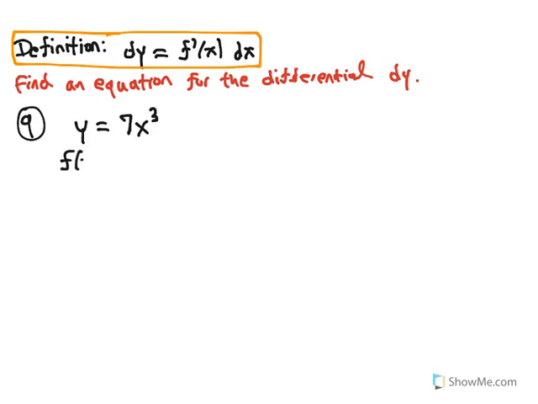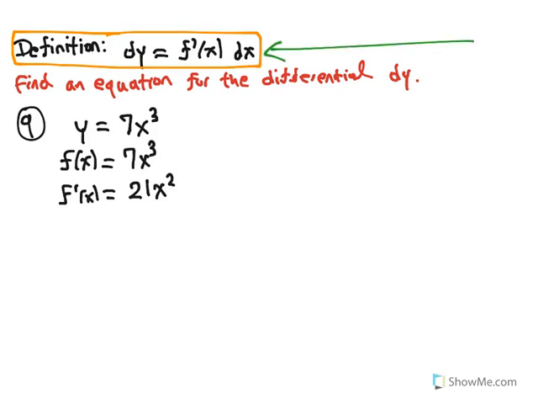If you'd like to, you can rewrite what's given as f of x is equal to 7x cubed. And of course, you can find f prime of x very easily. Using the power rule, it's going to be 21x squared. So using this definition, the differential of y is simply f prime of x multiplied by the differential of x. The differential of y is 21x squared dx. And that's all you've got to do for number 9.